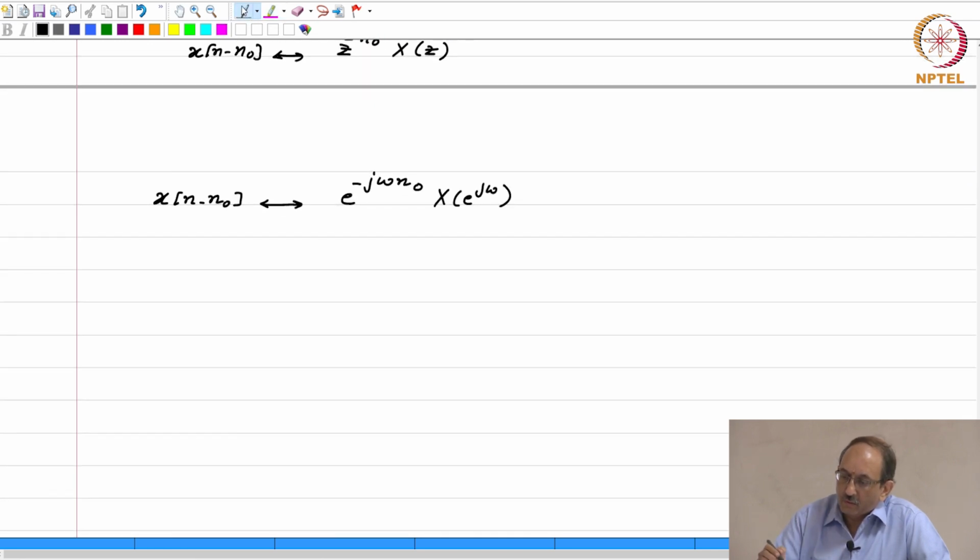So, if you want to view this geometrically, what is happening here? What does this do? This is a complex number and it is being multiplied by e to the minus j omega n naught. So, what does it do in the complex plane? Phase modulation, not quite. Geometrically what is happening? Very good. It rotates, right.